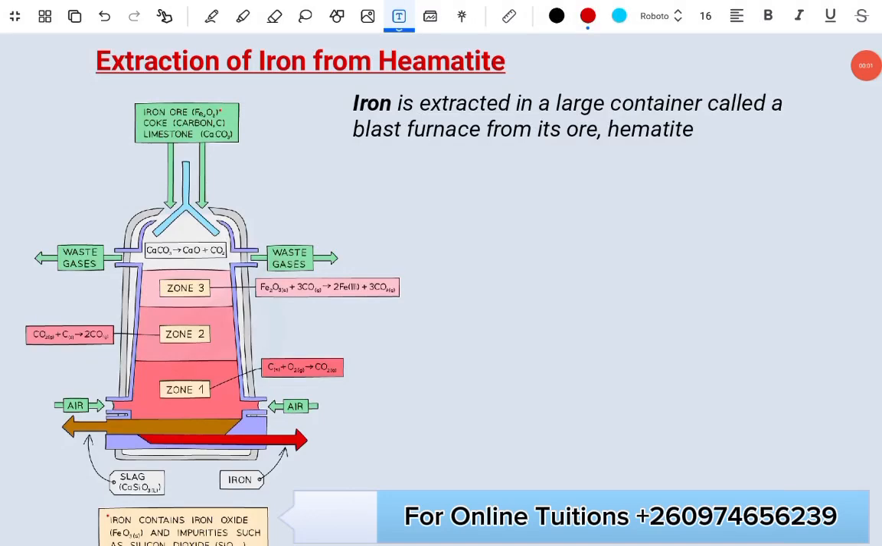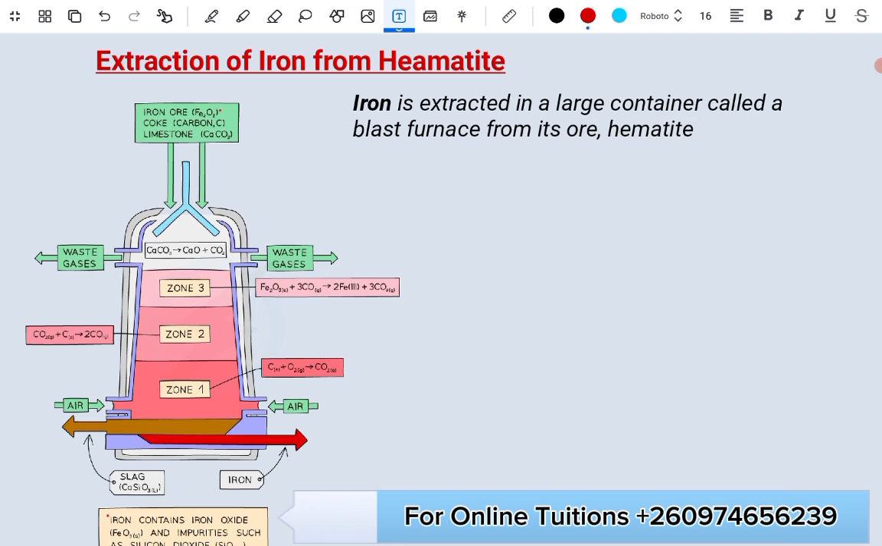Hello, in this video we are going to be looking at extraction of iron from its ore, hematite. Now iron is quite an important metal that is used in many areas, applied in industrial uses, making of different types of tools, and also we have appliances in the homes that are made of iron.